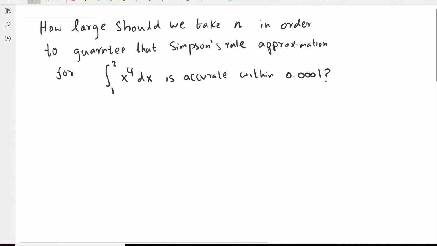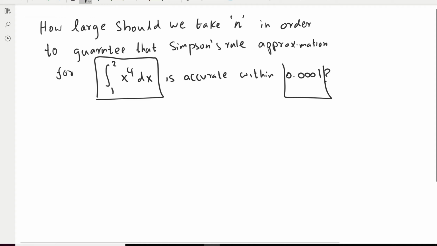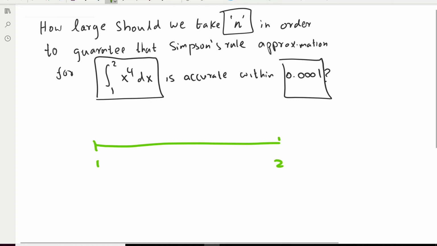Alright, hello everyone. So I'm going to solve this approximate integration problem. The question says, how large should we take n in order to guarantee that the Simpson's rule approximation for this integral is going to be accurate by this amount? Okay. So what's the meaning of this question? You're going to integrate x to the 4 from 1 to 2, and you're going to approximate it using Simpson's rule.